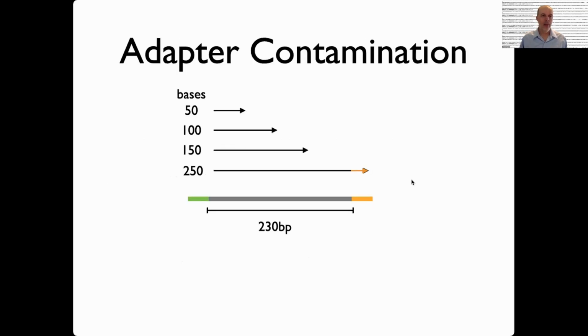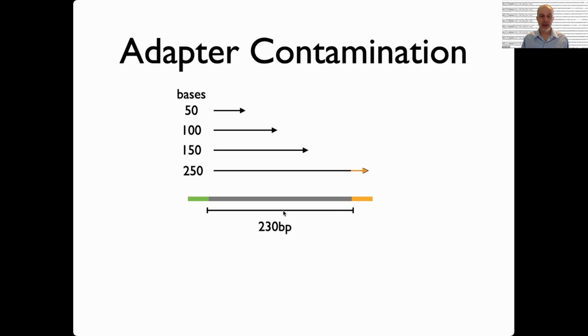There are a few other reasons why you might want to trim reads, but another major reason is what's called adapter contamination. We didn't touch on this before, but remember I use this representation a lot. The orange and the green here are the adapters, and they're ligated onto, or attached to, the biological sequence that we're actually interested in. So the gray here is the biological sequence we're actually interested in.